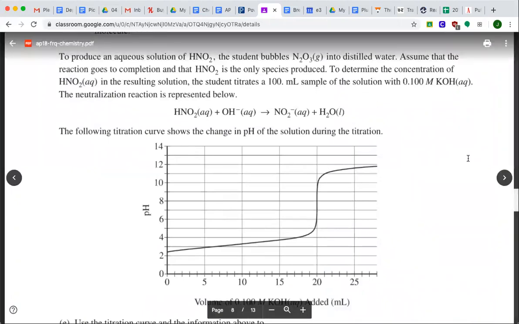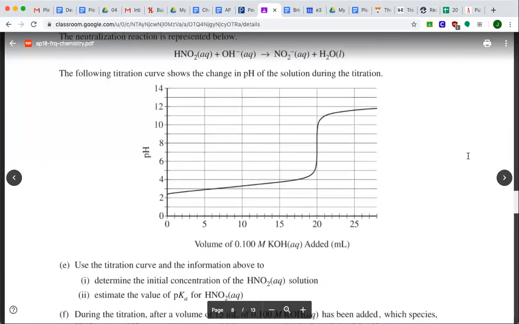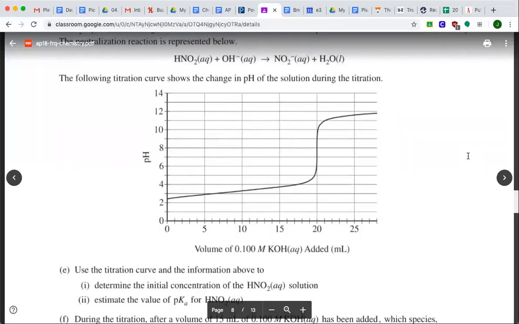Okay, so there's a titration curve, and there's the pH change. Okay, great. All right, so use the titration curve in the information above to determine the initial concentration and estimate the pKa. Okay, so we kind of cheated on that one, but let's go ahead and use the information that we have to figure this out. So the initial concentration and the pKa. All right, so let's figure this one out.